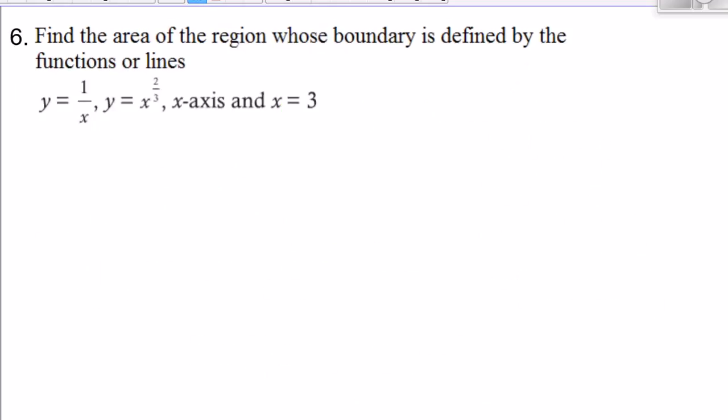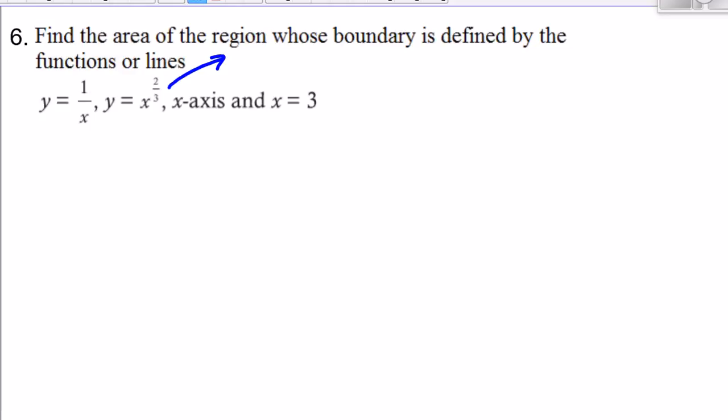Number 6, find the area of the region whose boundary is defined by the functions y is equal to 1 over x, y is equal to 2 over 3, and x is equal to 3. So what we shall do here is start by sketching.